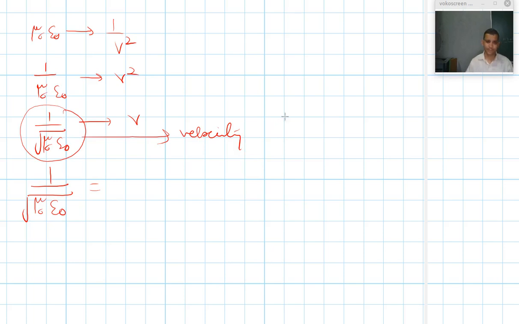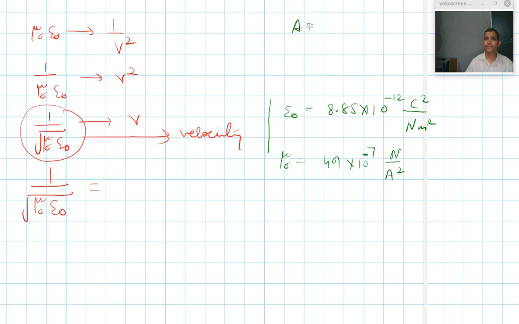As I know, epsilon naught is equal to 8.85 into 10 raised to power minus 12 Coulomb square upon Newton meter square, and mu naught is equal to 4 pi into 10 raised to power minus 7 Newton per ampere square. And ampere is basically Q by T, or Coulomb per second, or C second inverse.